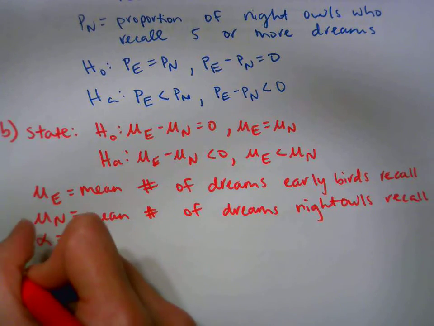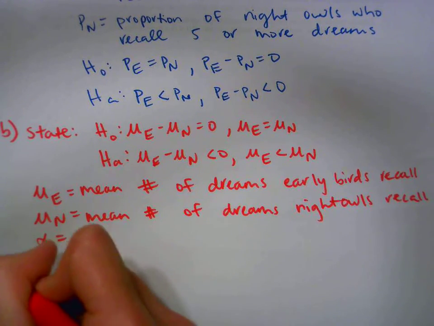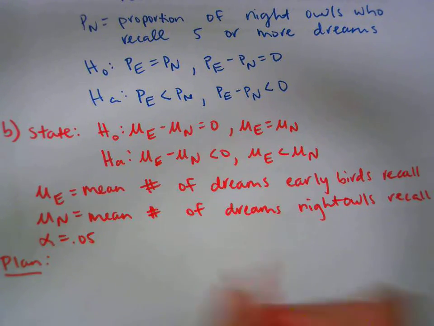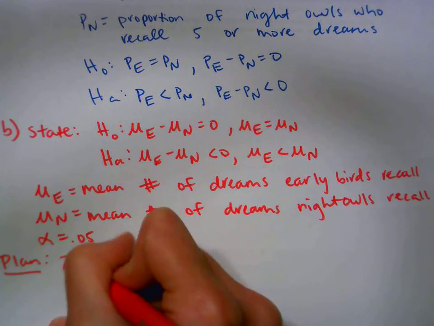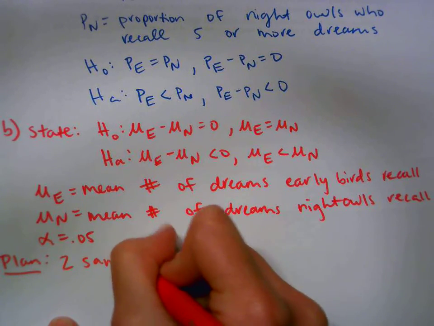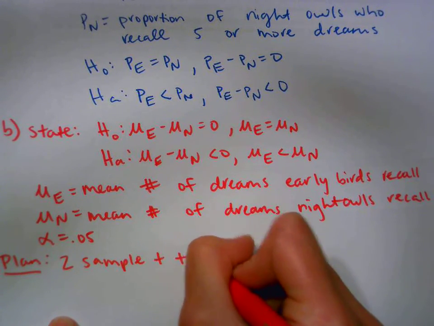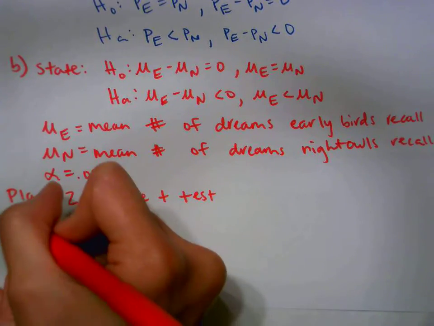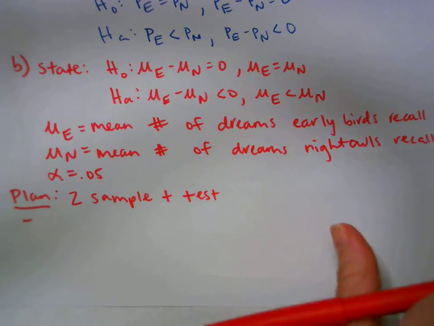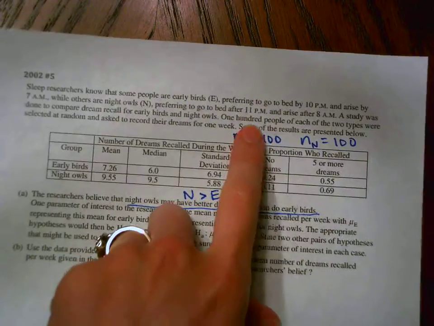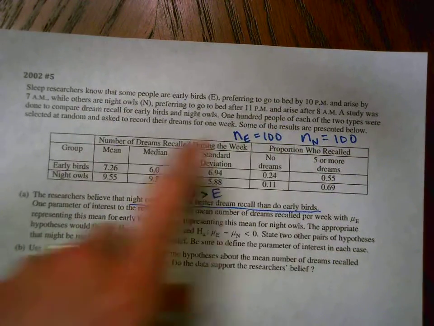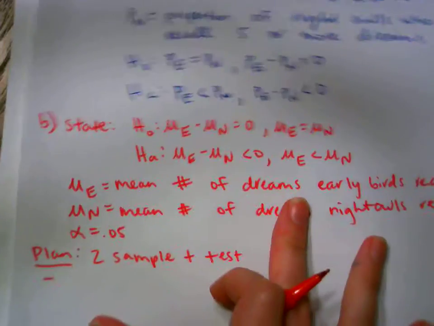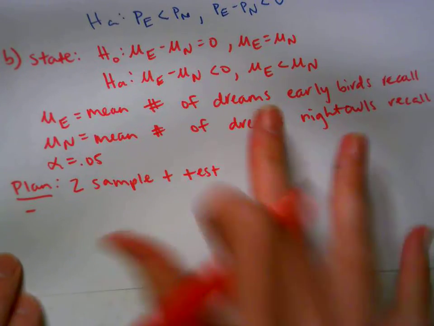Okay, so for plan, what type of test are we going to do? Well, we know it's a mean problem, and we have two means, so that's a two sample t-test. So then we check our conditions. Did we take random samples? You can see here it says 100 people of each of the two types were selected at random. So we're going to put two independent random samples.